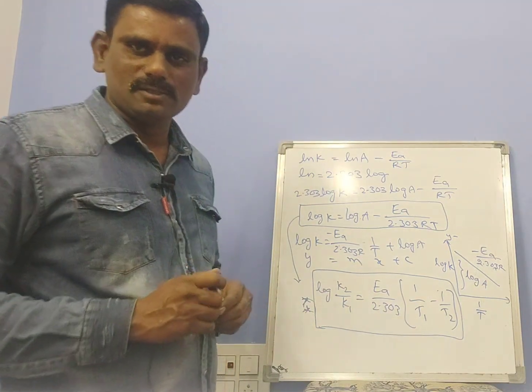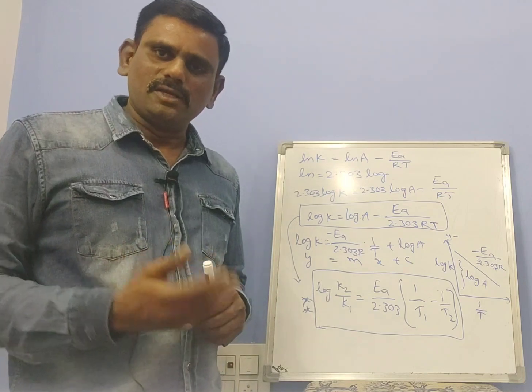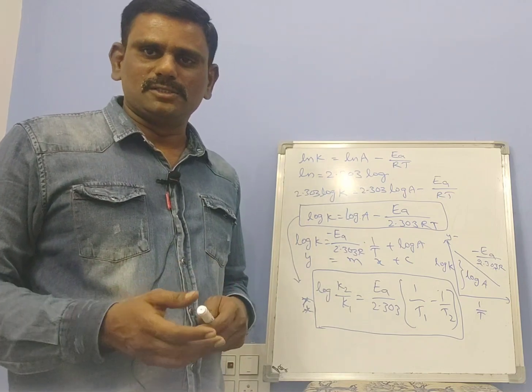So this is Arrhenius equation. Arrhenius equation explains how rate constant varies with temperature change.